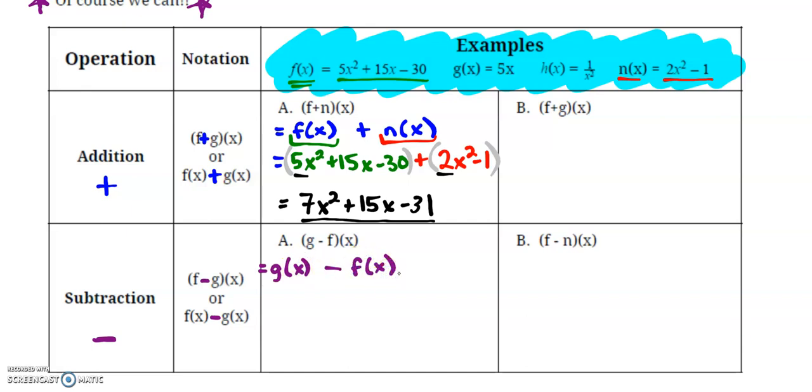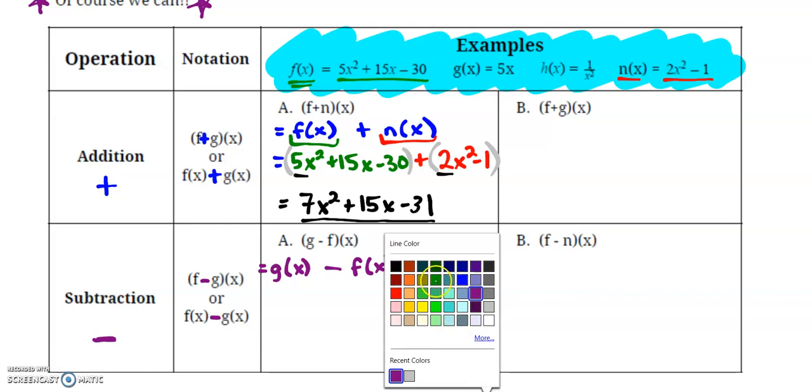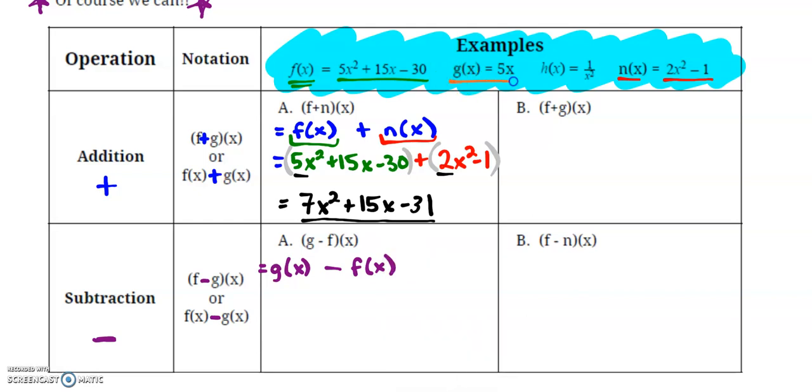When we do this, we think the exact same way we did with the previous problem. We look and see that g of x is this function up here. So we're going to take the expression g of x and replace it with the actual algebraic terms that make up that function, which is just 5x in this case. Now, when I go to substitute f of x this time, I'm going to write 5x squared plus 15x minus 30.